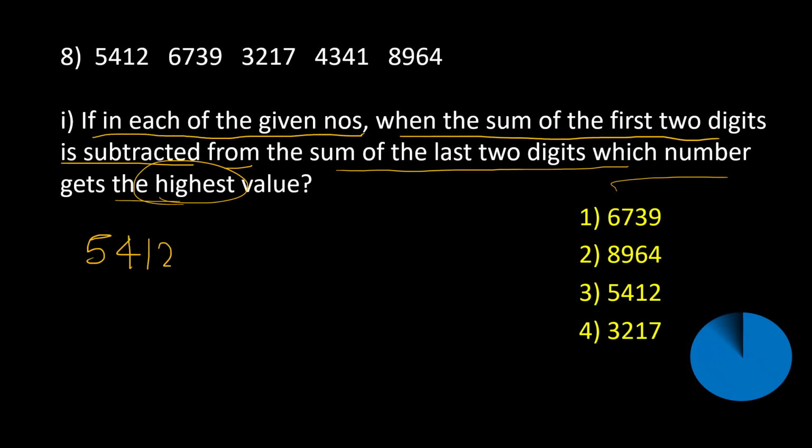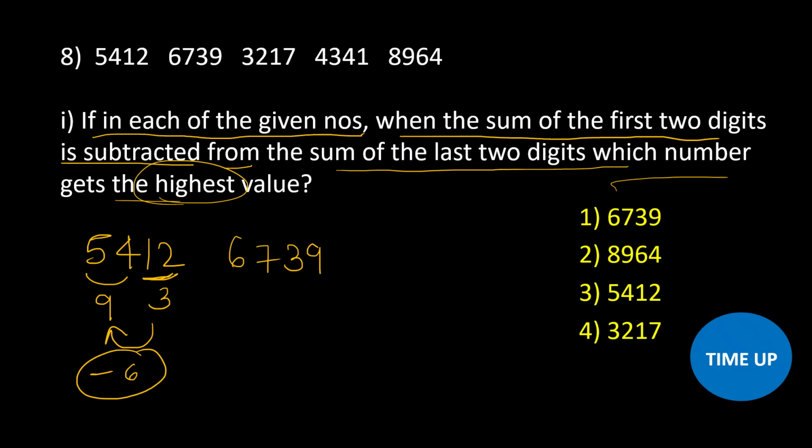5, 4, 1, 2 is there. So this sum is 3 and this sum is 9. So 3 minus 9 you will do. You will get how much? Minus 6 you will get. Correct? Then 6, 7, 3, 9. So here you will get minus 1.